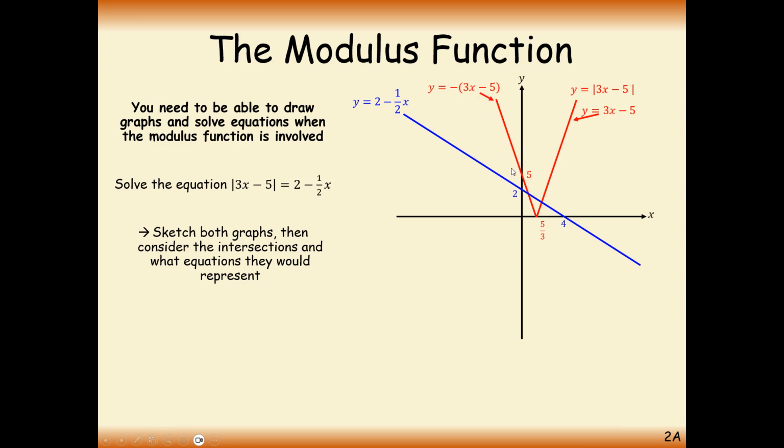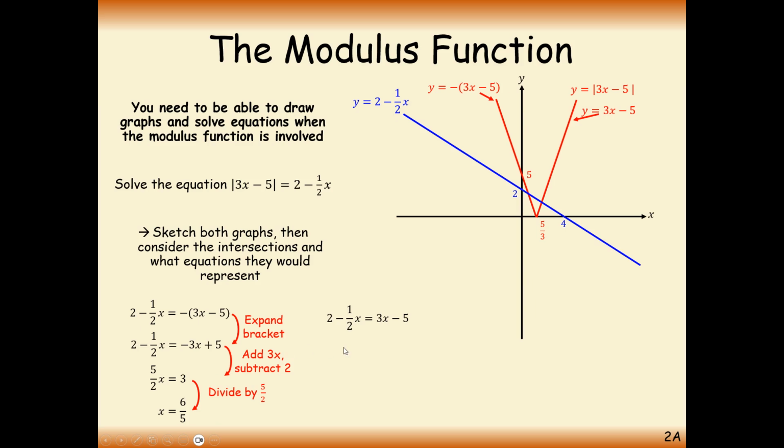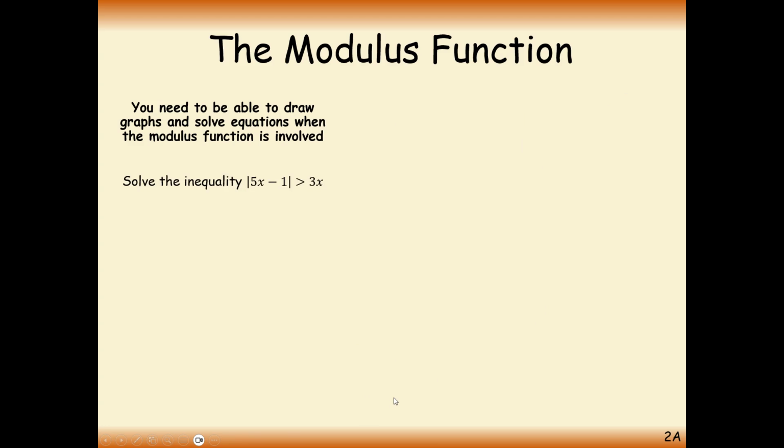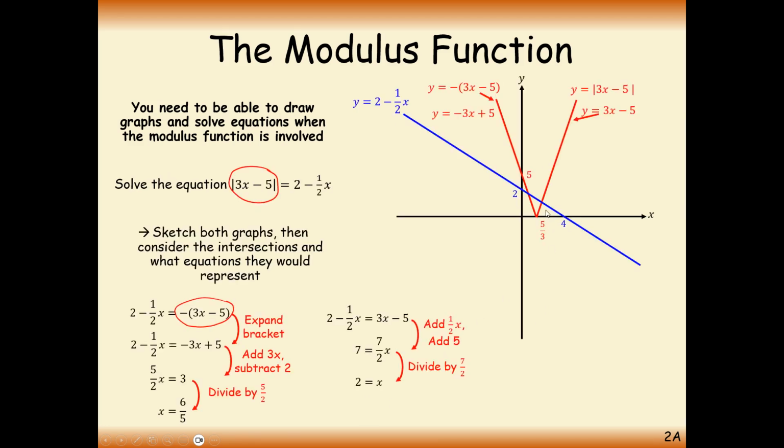The left side of the graph will have the equation negative 3x plus 5 because we multiply the negative sign into that bracket. Then we simply solve the equation as we would. One of the intersection points has an x value of 6 over 5. The other intersection point is found by taking the positive version of this equation, without the absolute sign. So we set them equal to each other and we solve it as you would. Notice both values of x are positive, and that confirms that our answer is correct with the graph.